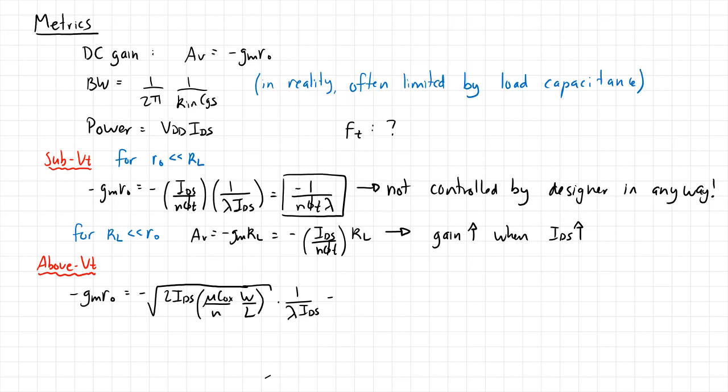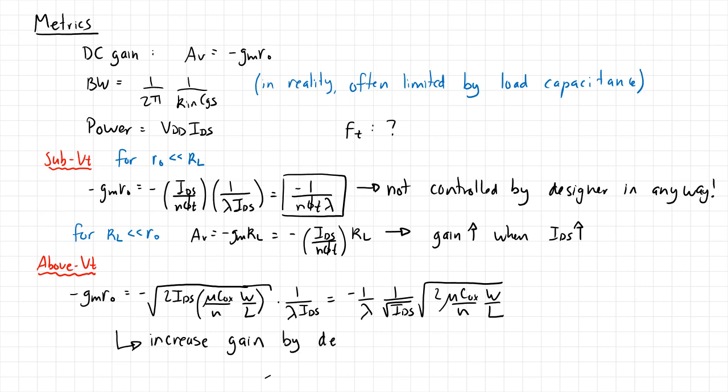So that part of the formula hasn't changed. This is equal to minus 1 over lambda times 1 over root IDS times the square root of 2 mu Cox over N times W over L. What this says is that we can increase gain in our above threshold transistor by decreasing current and increasing W. That's actually the way that we take a transistor from above threshold into the subthreshold region of operation. So if you want better gain in your transistor when R0 is less than RL, the best way to do it in above threshold is to go to subthreshold.